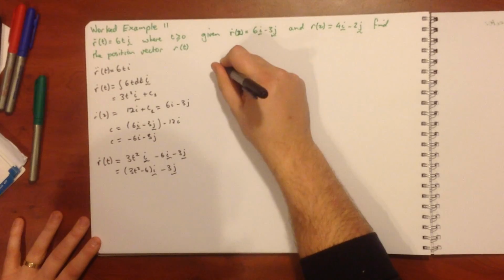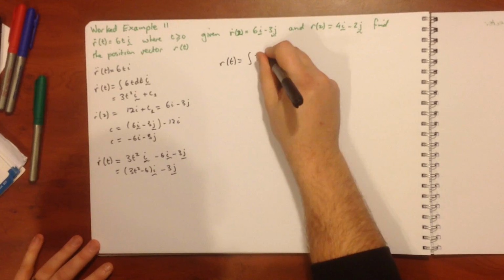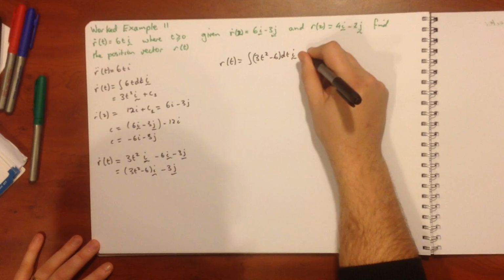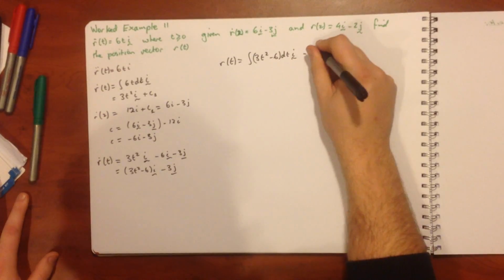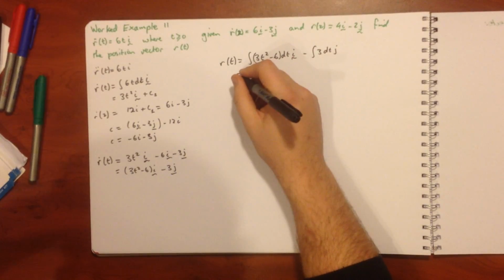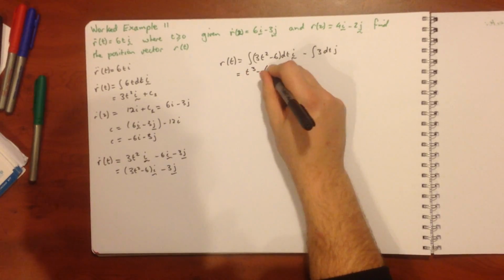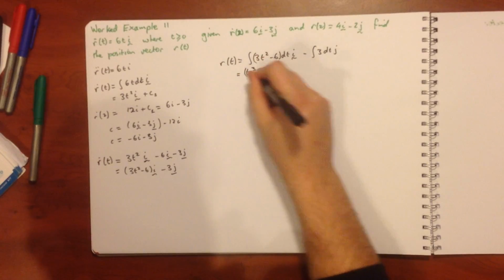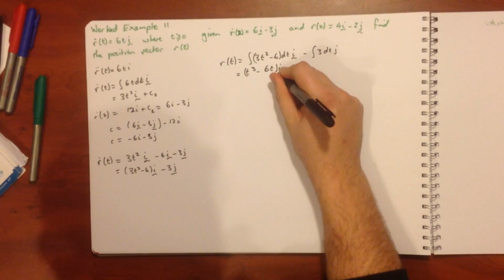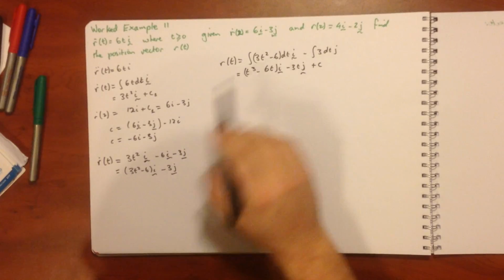Now, if we're going to find our position vector, we're going to integrate our terms again. So we integrate 3t squared minus 6 to ti, minus the integral of 3 dt j. When we do that, we get t cubed minus 6t i minus 3t j plus c. Now we know when t equals 2, we get this vector here.